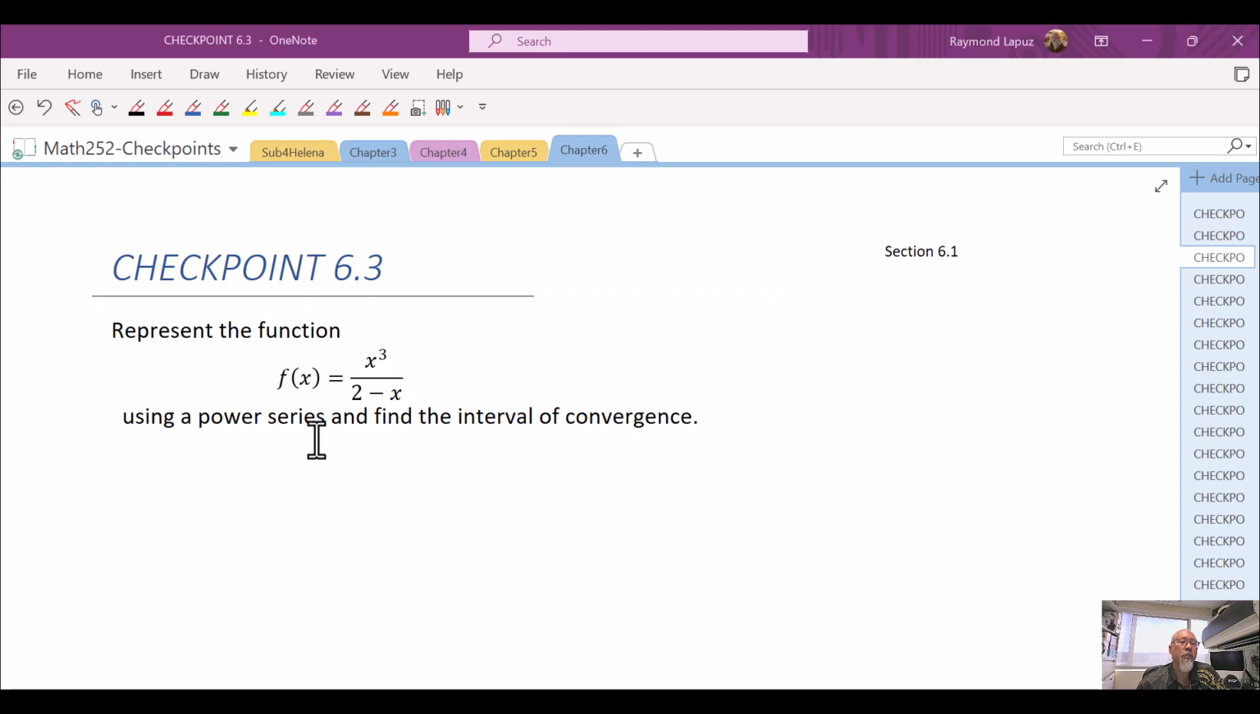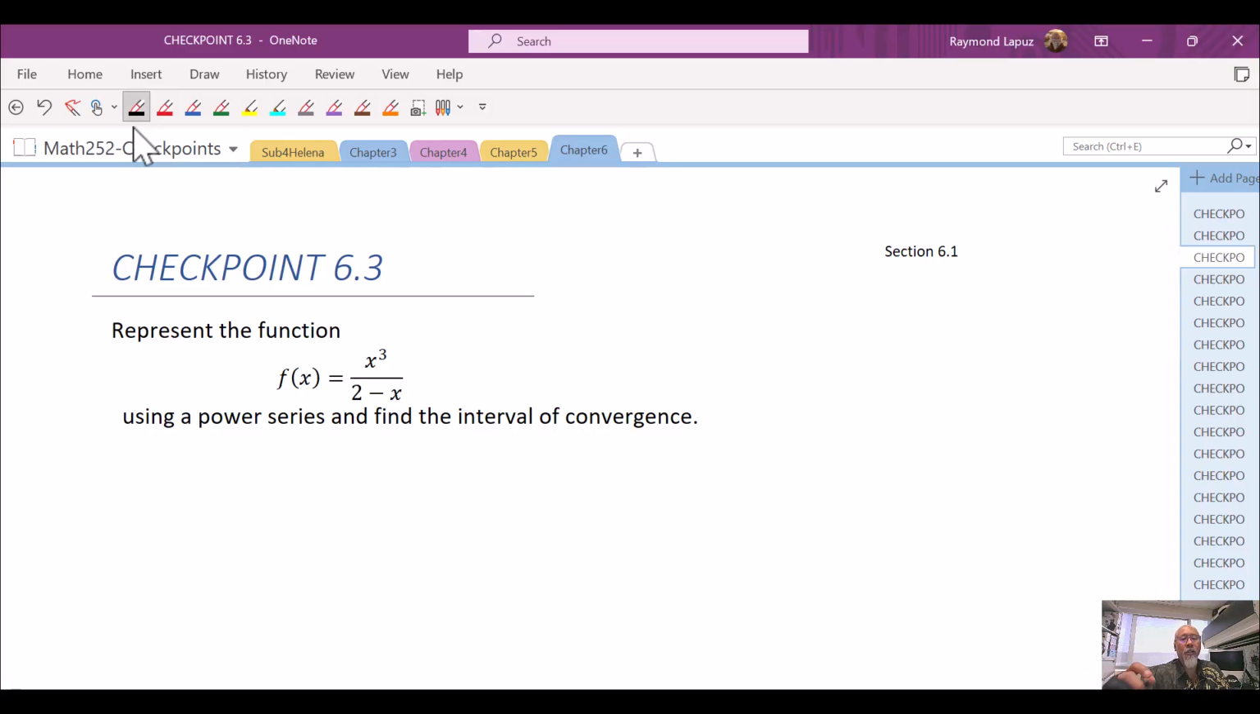My name is Lapuz. In this video we'll be doing checkpoint 6.3 coming from section 6.1. It says to represent the function f of x equals x cubed divided by 2 minus x using power series and find the interval of convergence. So let's start with what we do know.